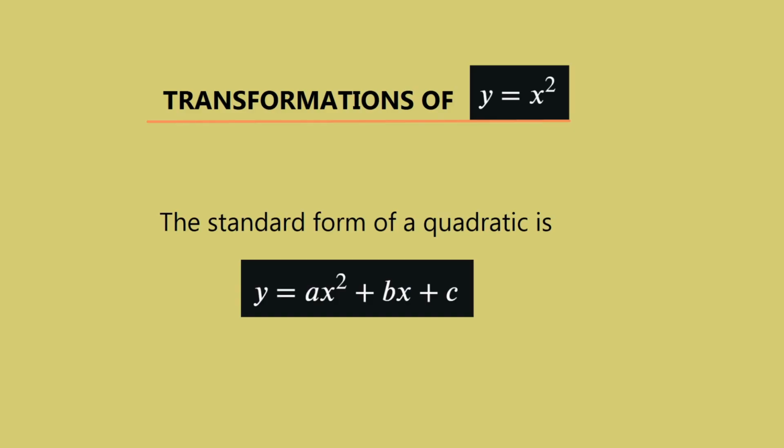We know that the standard form of a quadratic polynomial is ax squared plus bx plus c, where a is the coefficient of x squared, b is the coefficient of x, and c is the constant term. Now what we are going to do is change the value of a, which is the coefficient of x squared, and see what happens to the parabola.